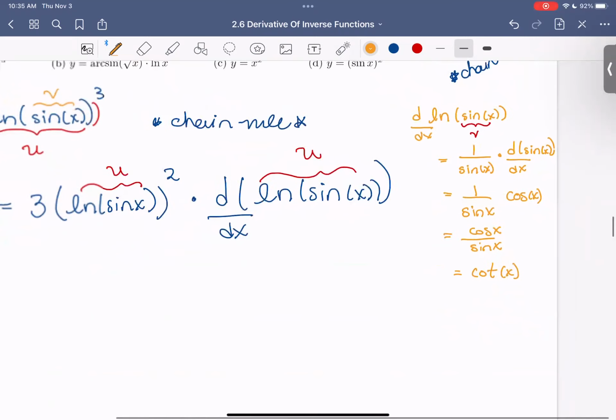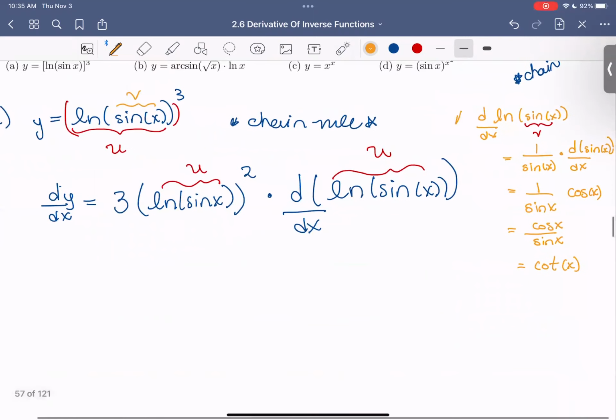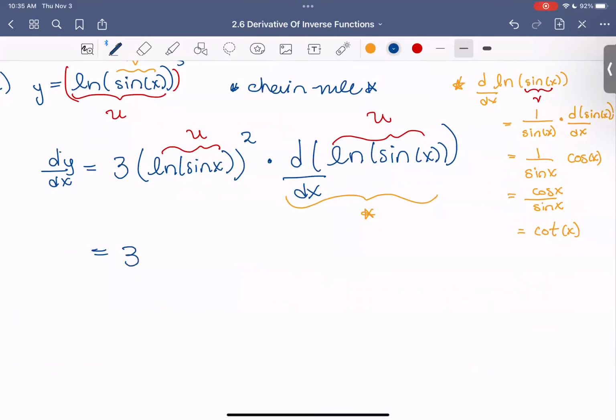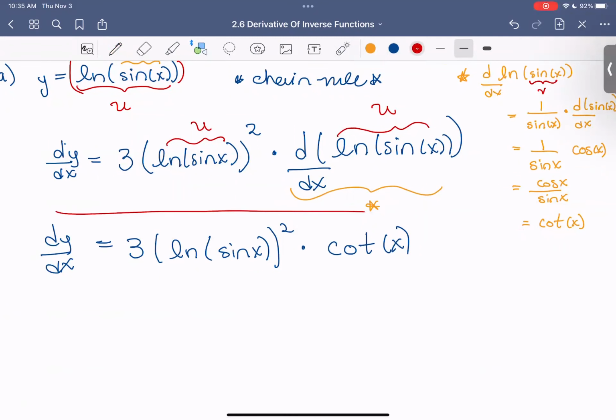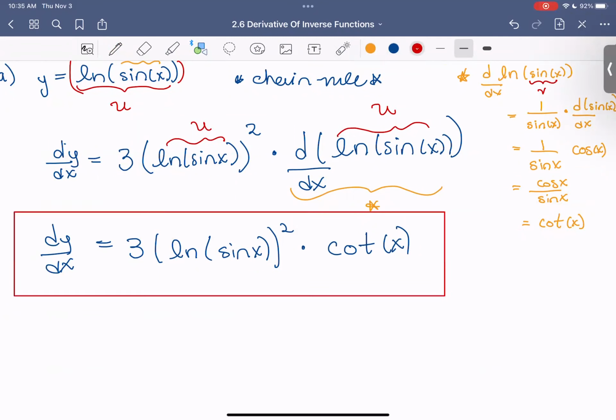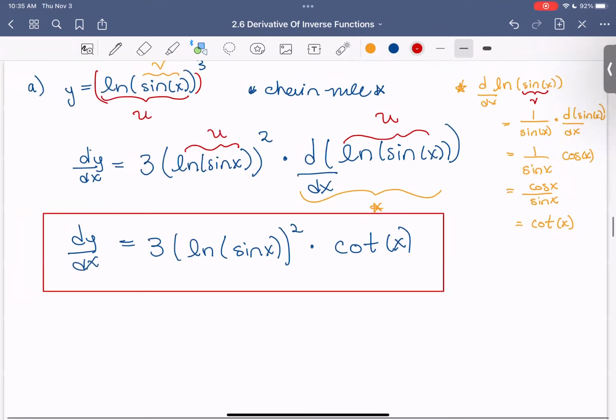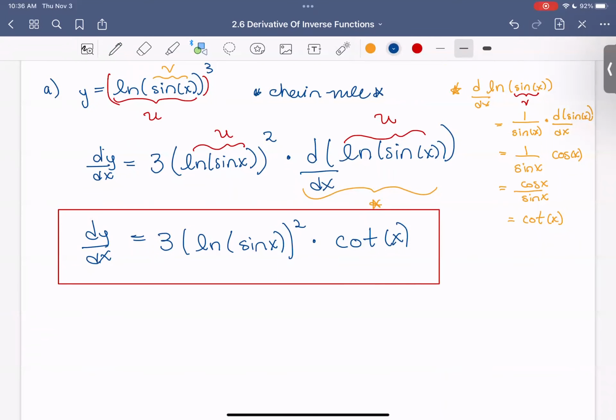So if we back up here, what we just did was this derivative. So we can put that in here into our work. So this becomes 3 times ln of sine of x, squared, times cotangent of x. So that cleans up rather nicely. And our derivative is here. Awesome. So please pause, rewatch that part, and we're going to continue on to part B when you're ready.